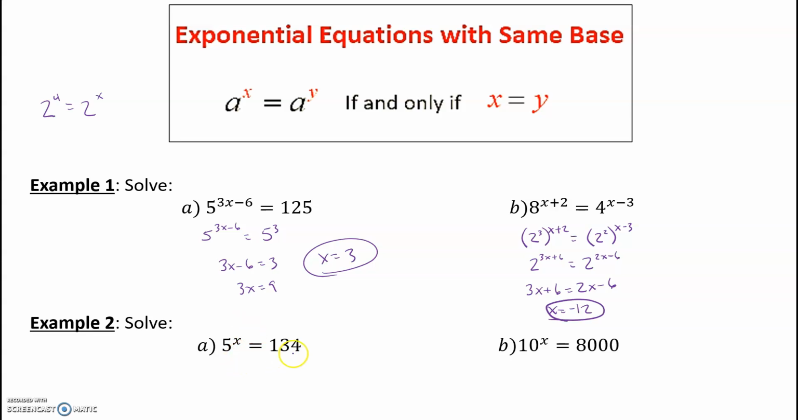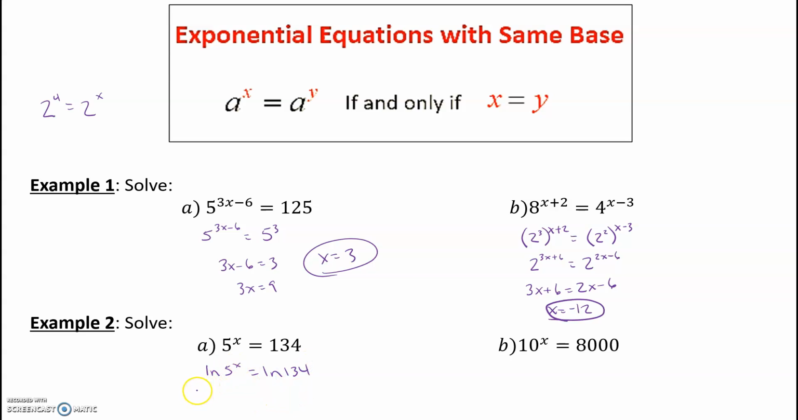If you look at the next one, you can't get a common base with 5 and 134. So what else can you do? You can do logs or natural logs. So here I can take the natural log of both sides. You can take the natural log of both sides: natural log of 5 to the x equals the natural log of 134.